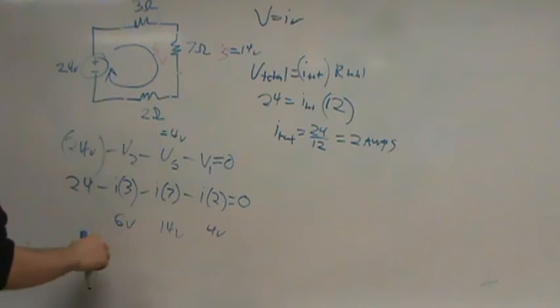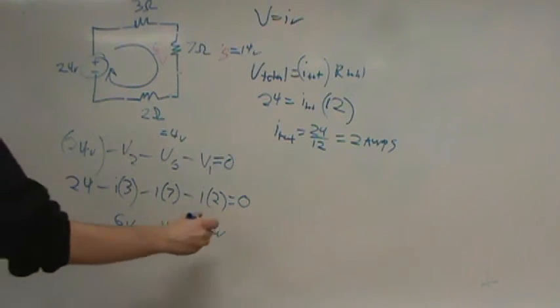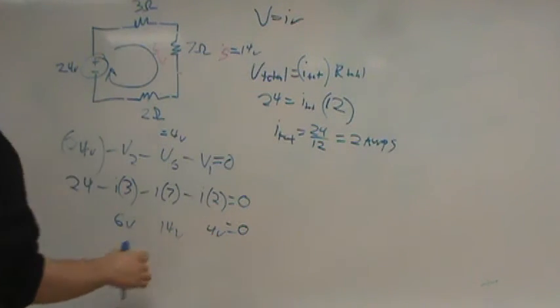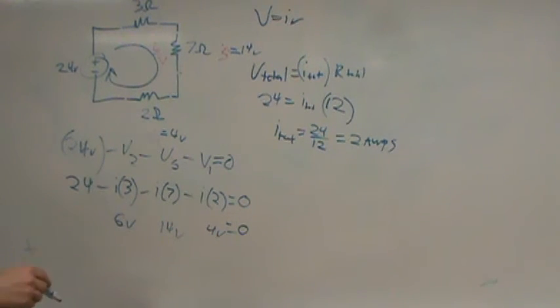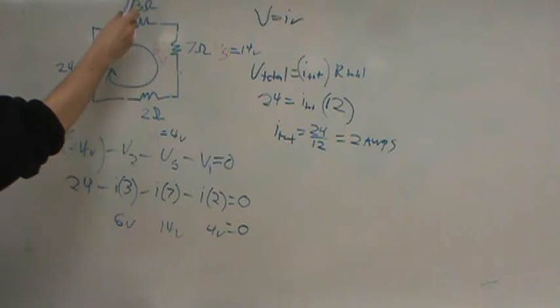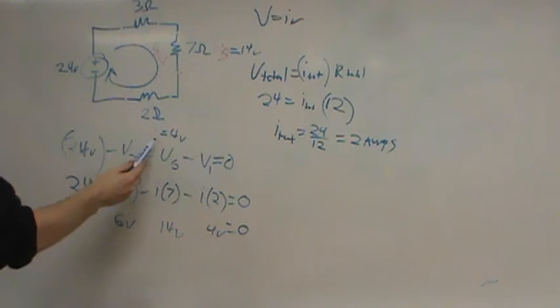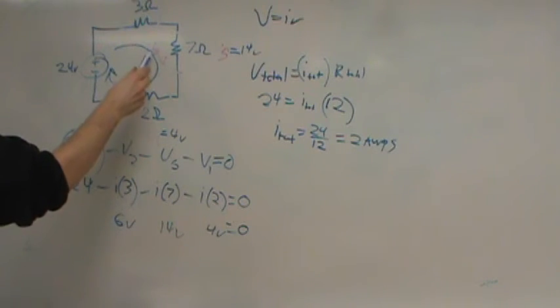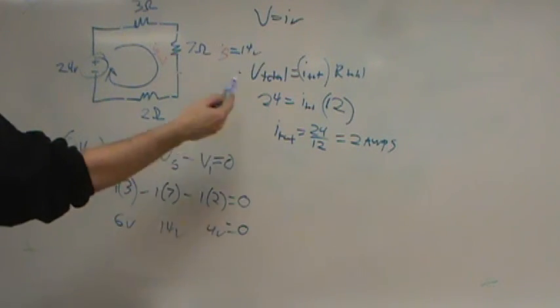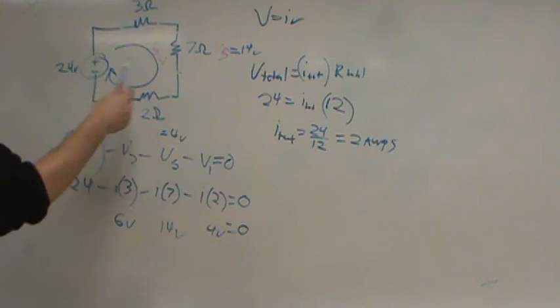So this equals 24 and this is 24. 24 minus 24 equals 0. So we know that this is a valid solution. Now the last part of the problem: since we've solved all of this, we know V2 equals 6, V5 equals 14, V1 equals 4, and we know the current, which we called I5, or just I because there's only one, is going to equal 2.